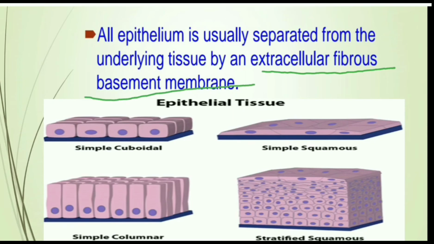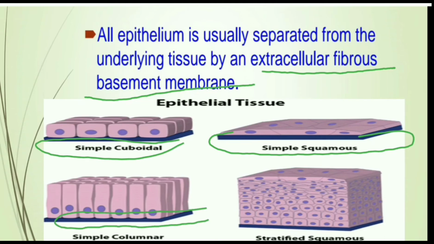You can see these are four types of epithelial tissues found in our body. Now this dark blue color we can see in all of them is known as the basement membrane, which separates them from the internal organs or the underlying tissues.